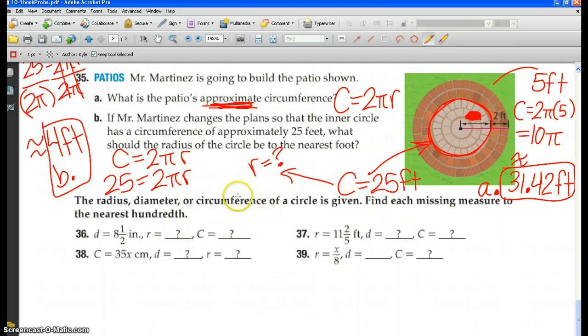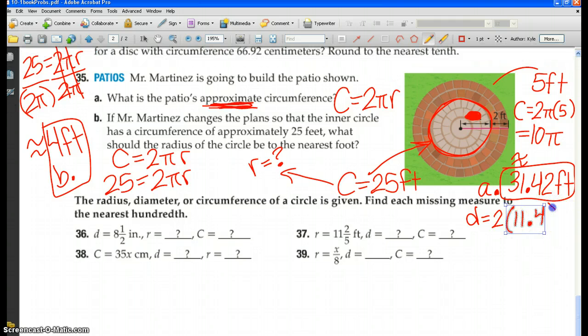All right, down below, the radius, diameter, or circumference of a circle is given. Find each missing measure to the nearest hundredth. Number 37, we have the radius. To find the diameter, multiply by 2. So we want to take 2 times 11 and 2/5. So 2/5 would be the same as 4/10. So 2 times 11.4 is approximately 22.8.